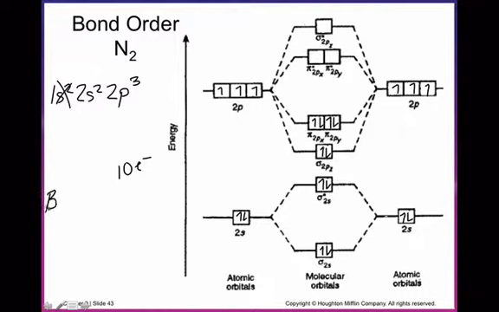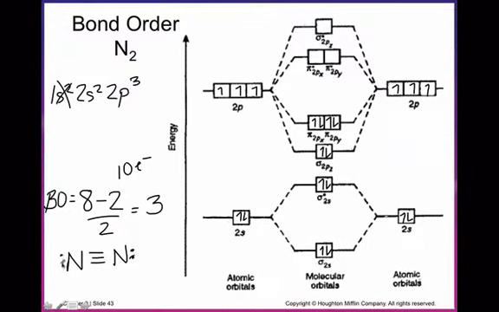Then to calculate the bond order, I take my bonding, which is 2, 4, 6, 8, minus my antibonding, which is only these 2 right here, and divide by 2. So 8 minus 2 is 6, divide by 2 is 3. That makes sense because when we draw nitrogen, we see a triple bond in the middle. So that's how these work.